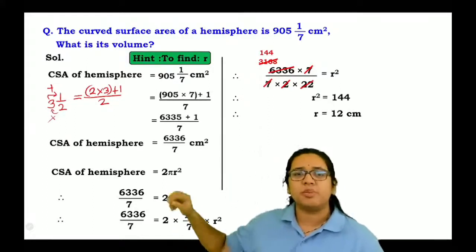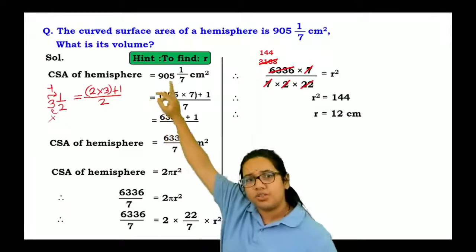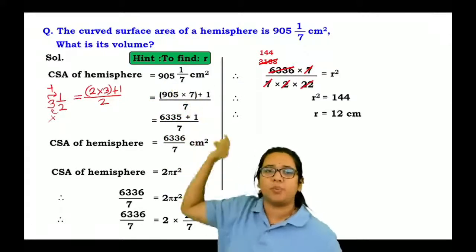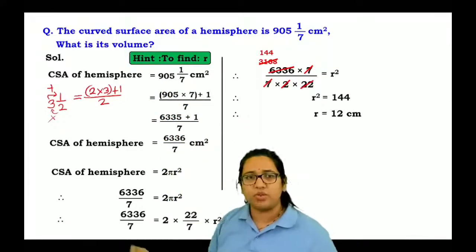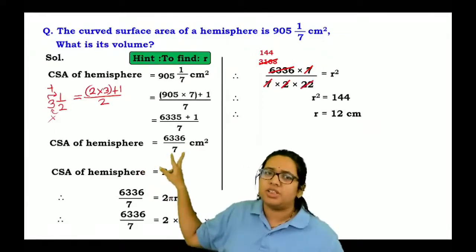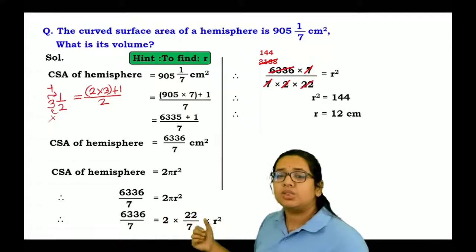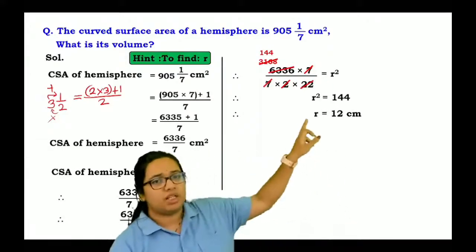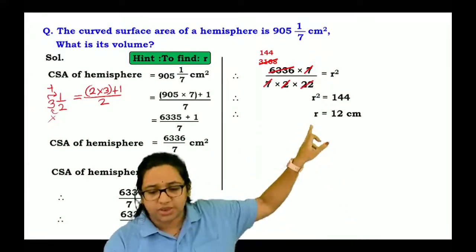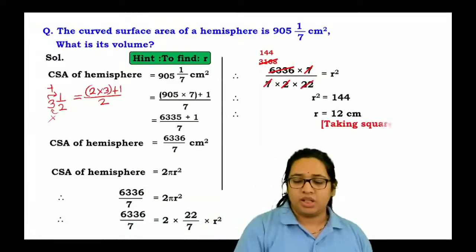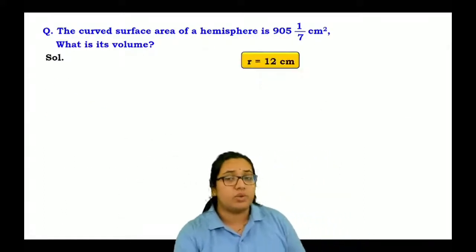Okay, good. So similarly, we have done here 9 into 5 into 7 plus 1 upon 7. So this is the value of the mixed fraction. After that, we just equate it with the formula for curved surface area of the hemisphere. So solving for it, you will get the value for r. Then up to this, then we have to find out its volume.